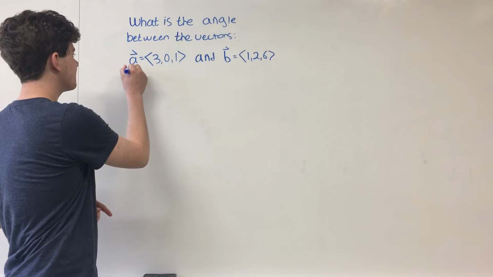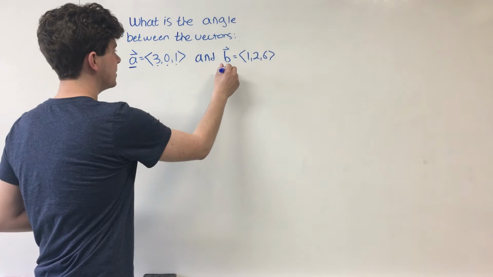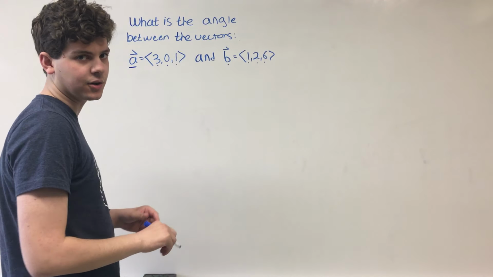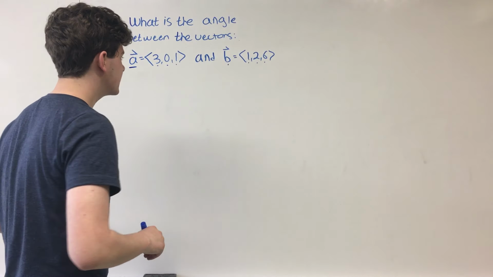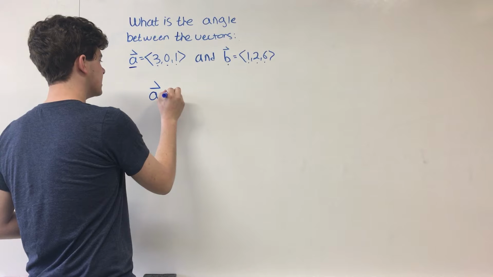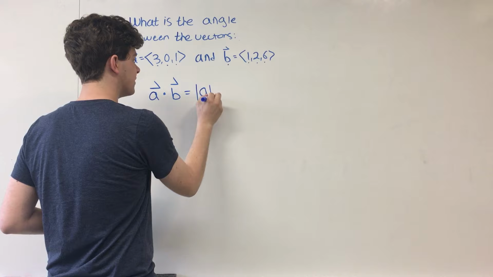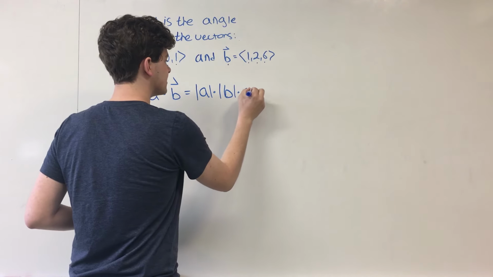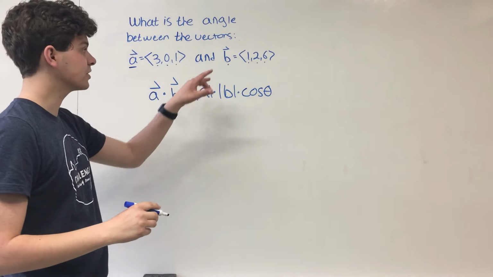The question is: what is the angle between the two vectors A, which has components 3, 0, and 1, and vector B, which has components 1, 2, and 6? Our first inclination is that we're probably going to want to use something to do with the dot product, because we know the definition here. A dot B equals the magnitude of vector A times the magnitude of vector B times cosine of theta, where theta is the angle in between the two vectors.